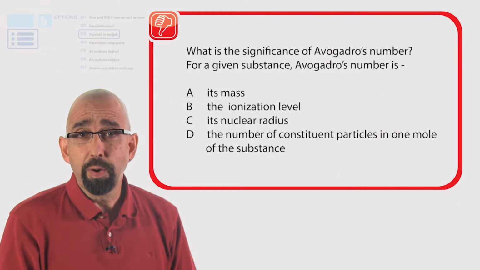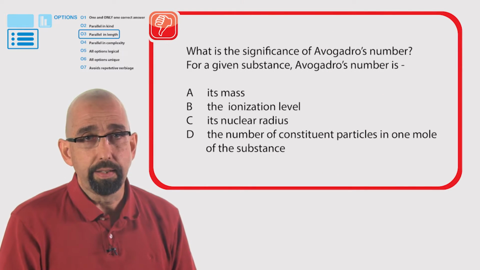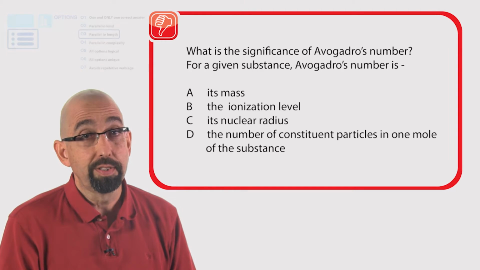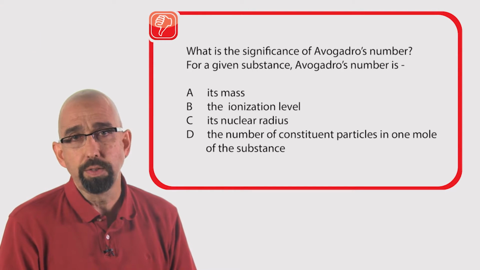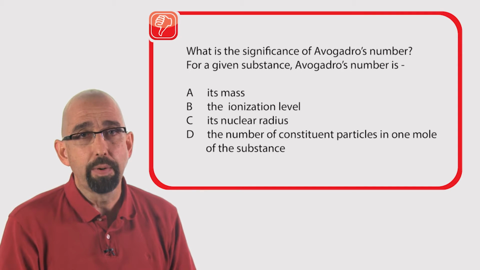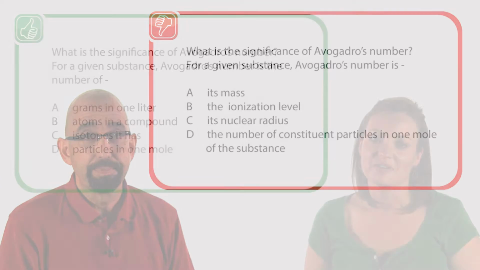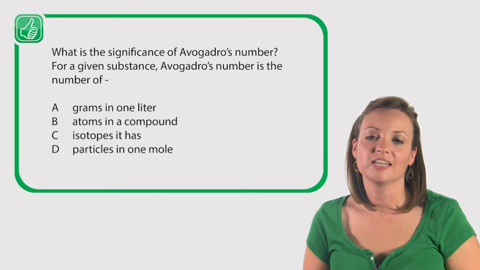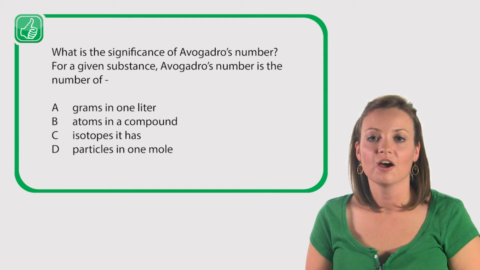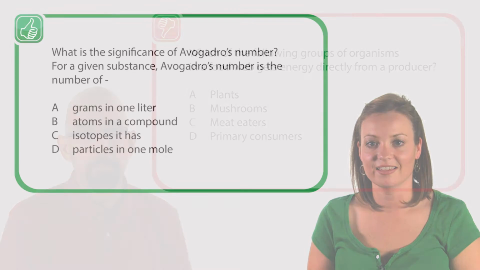This example fails at criterion O3, parallel in length. It fails because one of the options, the correct answer, is noticeably longer than the rest. This can often happen because the test writer will spend more time on the correct option than the others. This example is improved in that now all of our answer choices are relatively similar in length.